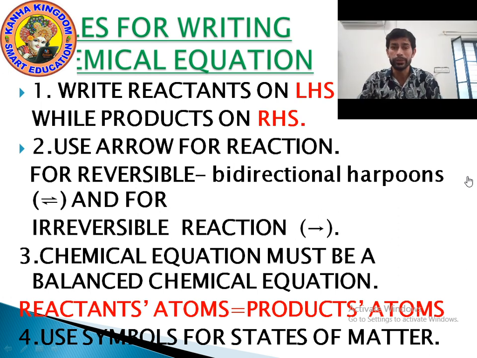A bidirectional harpoon arrow will be used for a reversible reaction, and for an irreversible reaction we will use a single arrow. Now rule number 3: a chemical equation must be a balanced chemical equation. Yes, the chemical equation should be balanced.